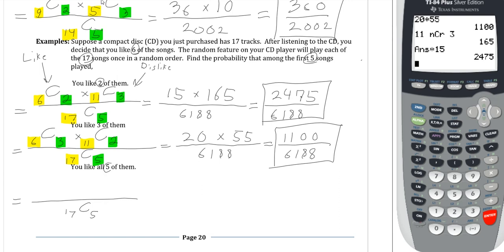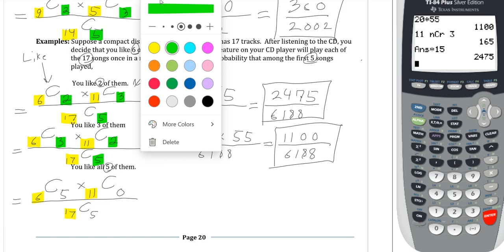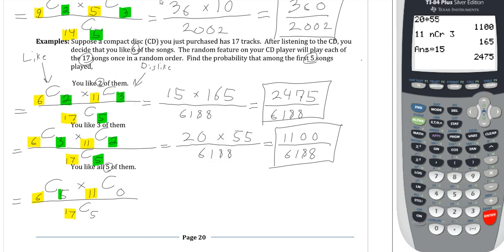Lastly, you like all 5 songs, so that means of the 6 songs I like, I play 5 of those. And of the 11 songs I dislike, I play none of those. Again, check. 6 and 11 add up to 17, so that's still good. And 5, 0 adds up to 5. So that's all good.